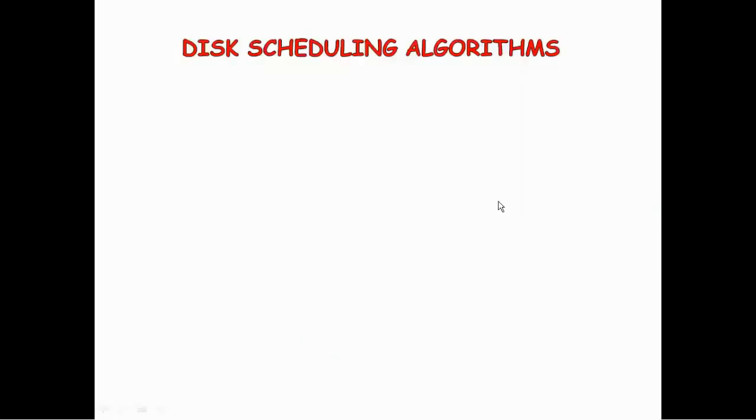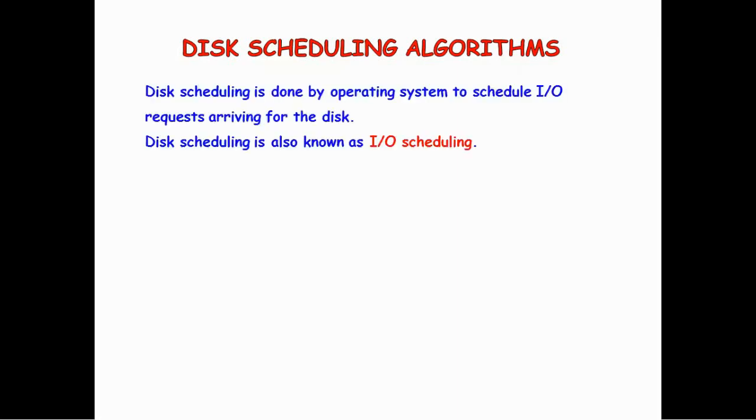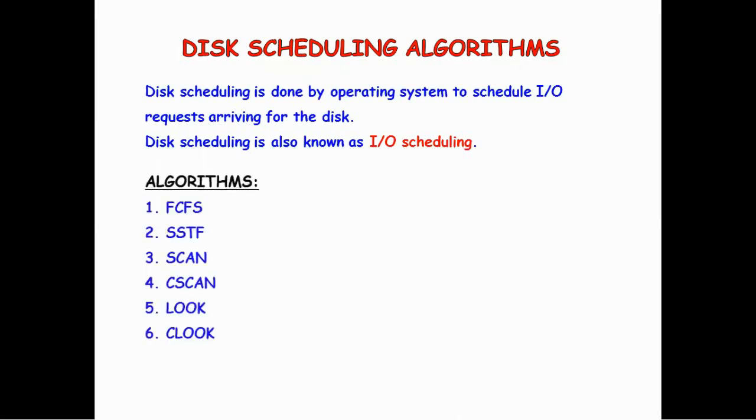Let us see disk scheduling algorithms. Disk scheduling is done by the operating system to schedule I/O requests arriving for the disk. Disk scheduling is also known as I/O scheduling. The following are the algorithms we are going to see today.